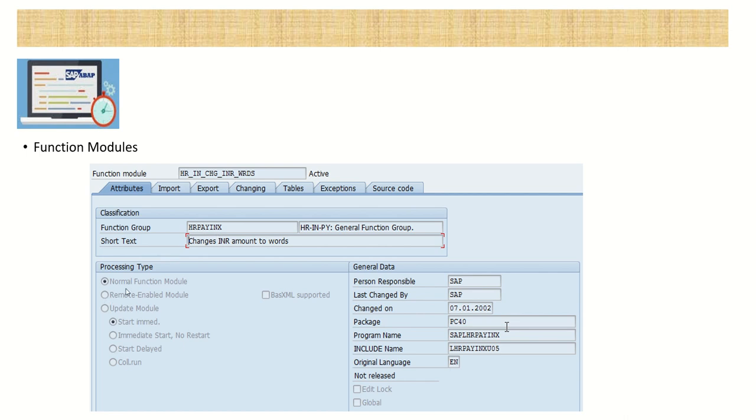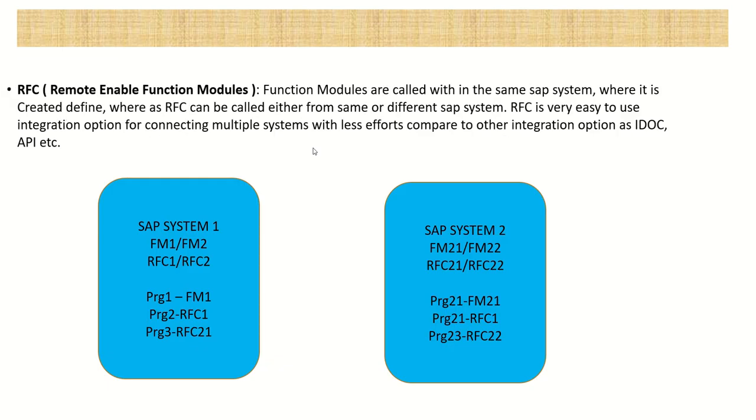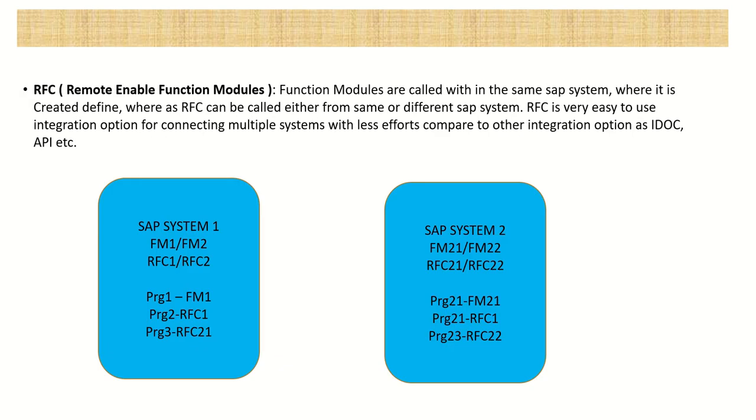And here you can see that by default, it is a normal function module. And in case you want to make this an RFC, then we have to select this radio button, remote-enabled function module. What is an update module? We'll learn in the upcoming sessions. Okay, so now next is, what is RFC.